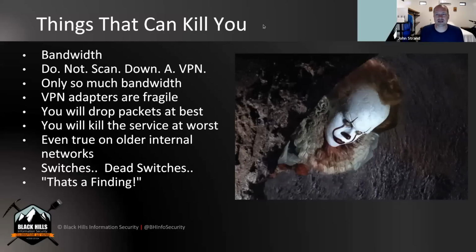Other things that are going to kill you, much less of an issue, but it's still bad, is bandwidth. Don't ever scan down a VPN. You want to have a host on the other side of the VPN that can scan that network segment. Don't try to send a Nessus scan through a VPN. It is just bad, bad, bad. You will crash the VPN adapter. The network stack on the Windows system or Linux system, if you're using it, is not going to be able to handle it. You're going to drop packets at best. You're going to kill the VPN service at worst.